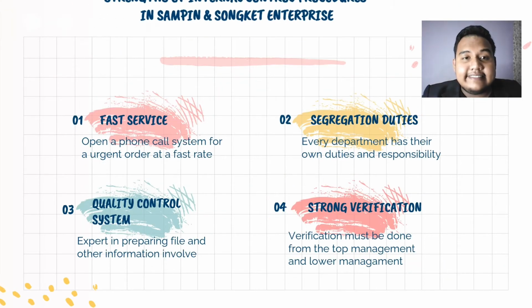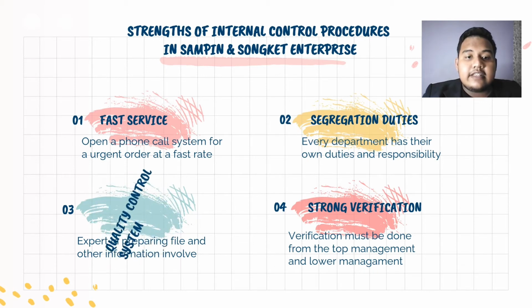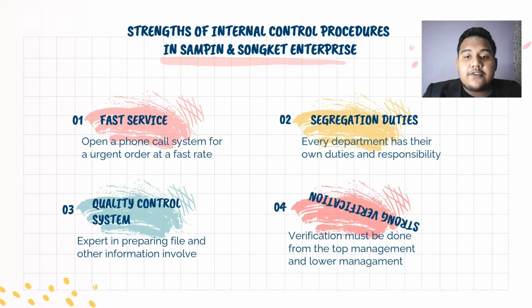Next is the strength of internal control procedure in the Sampin Songkok Enterprise. First, there is fast service. They open a phone call system for urgent orders as a fast rate, and then there is segregation of duty. Every department has its own duties and responsibilities, and then there is quality control system. They are expert in preparing files and other information involved. Then there is strong verification. Verification must be done from the top management and lower management, so the information is secure.